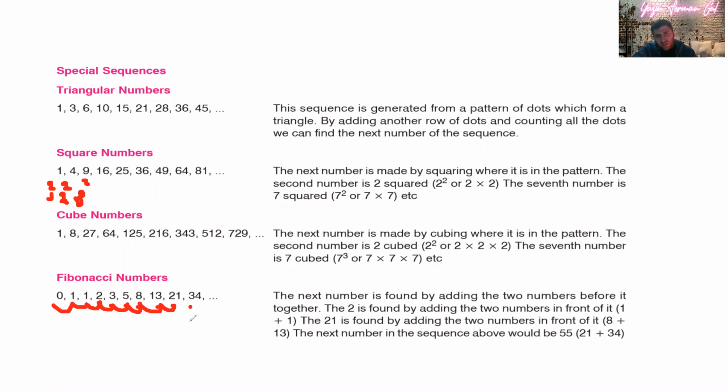So if I have to find the next number, guys, how am I going to find it? I'm going to look at this and say 21 plus 34, that is going to be 55. So every time we add the two previous numbers, we get the next number. These numbers are called Fibonacci numbers.